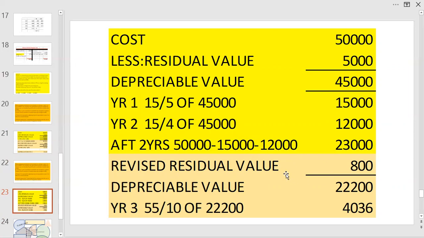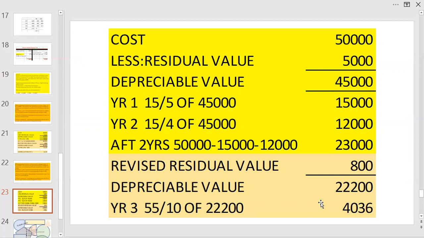Since the assumptions are revised in year 3, the residual value is 800. Therefore, depreciable value in this method is 22,200. The sum total of digits for 10 years is 55. Therefore, in year 3, it will be 10 over 55. Answer is 4,036.